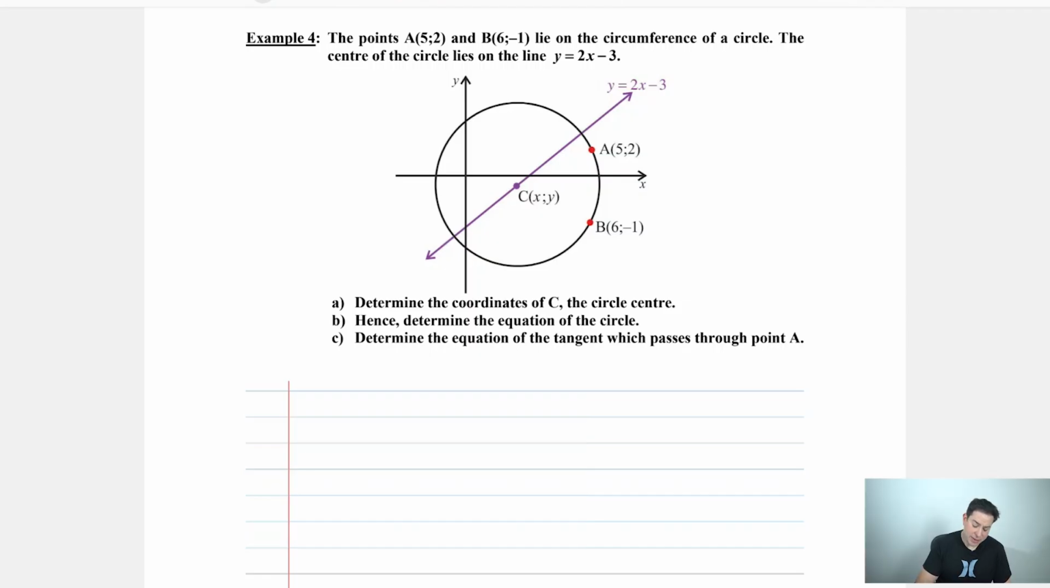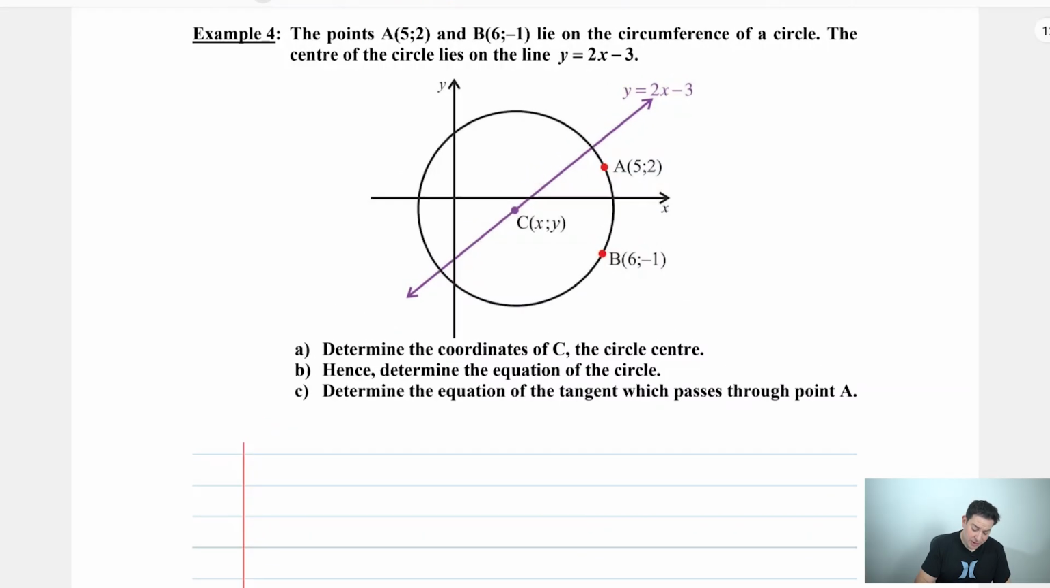The center of the circle lies on the line y equals 2x minus 3. Now, before we dive into the question, something very important, not only for analytical geometry, but just in general for all questions. When they tell you that a point lies on a line, we normally have to write that point in terms of x only. So in this case, they've told us that C is the point (x; y), and it lies on the line y equals 2x minus 3.